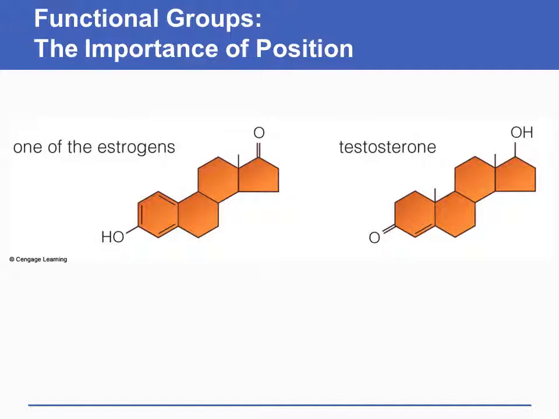Now, before we go further, there's something here that I want to show you that I think is very important. If you take a look at these two molecules, you have estrogen on the left-hand side and testosterone on the right-hand side. What do you notice? How many rings does estrogen have? Well, estrogen has 4 rings. How many does testosterone have? It also has 4 rings.